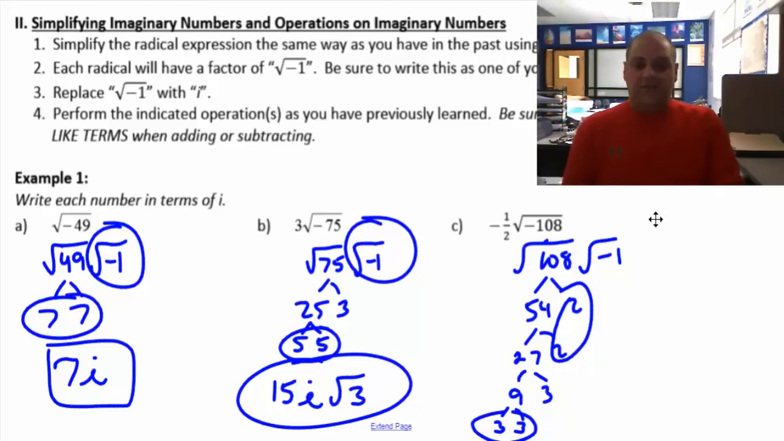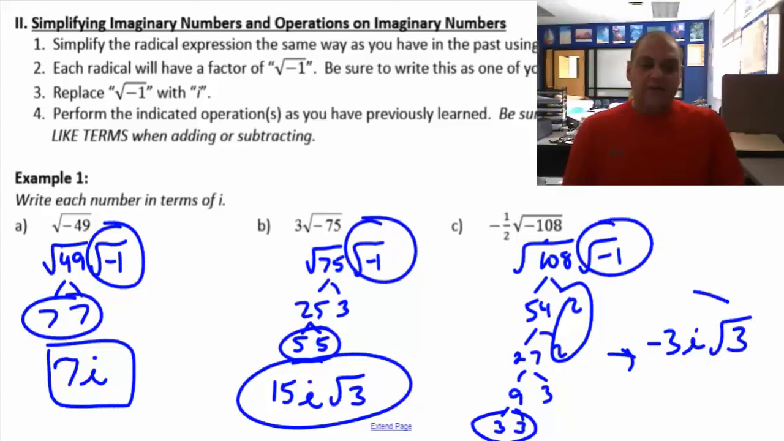So negative, and the negative. So negative 3 on the outside, and then radical 3 left over, and then an I. This is I. So I, and then radical 3 left over. So negative 3I radical 3 would be the simplified.